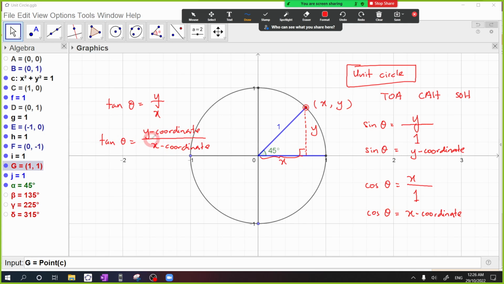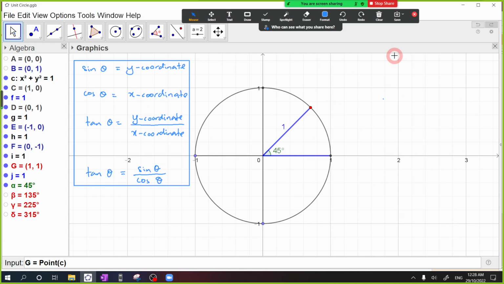And we can proceed one more step to get one more piece of information. Tangent theta is equal to the y coordinate divided by the x coordinate. The y coordinate is sine theta. The x coordinate is cosine theta. Okay, so this is another piece of information we can get from here. Remember, sine theta is equal to the y coordinate, cosine theta is equal to the x coordinate, tangent theta is equal to the y coordinate divided by the x coordinate, and tangent theta is also equal to sine theta divided by cosine theta.